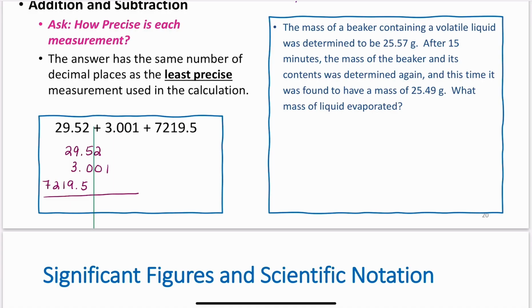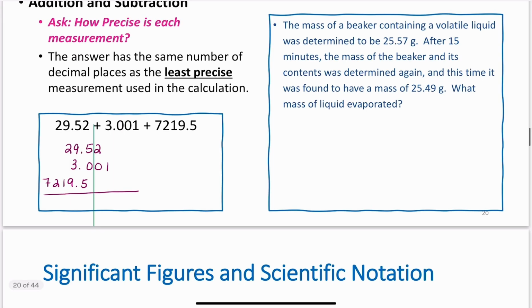Now, when you add these up, you're going to get a calculated answer of 7252.021. But notice my least precise measurement is only precise to the first decimal place, so I'm going to round this number to 7252.0. I need that 0 there. I need that decimal place in the point 0. I need to emphasize that my precision is to that tenths position. I can't drop the 0. The 0 is significant. It's important, okay? But I can't go past that because my least precise measurement was only precise to that first decimal place.